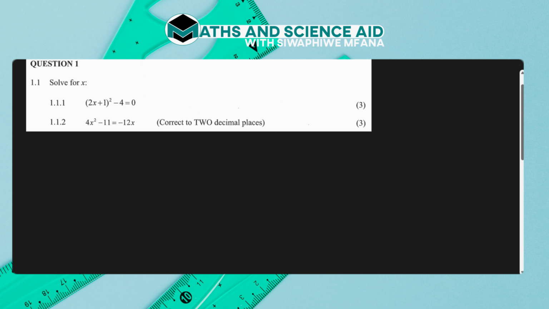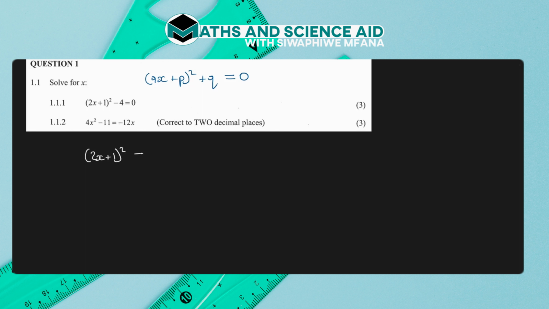In question 1.1.1, we have a quadratic equation, but it is given in the standard form (ax plus p) all squared plus q equals 0. And in this case, because the value of q here is negative, and specifically negative 4, we can quickly solve this without expanding the bracket. So what we can do is take down the bracket first with its square, and then move the 4 to the right hand side.